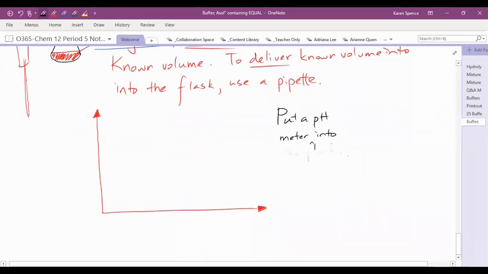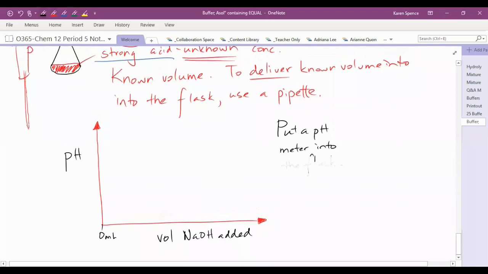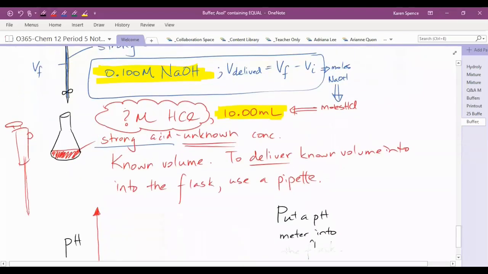So put a pH meter into the flask, and what we are going to measure is the pH over time as we add the volume of NaOH added. Initially in our flask, we have 0 milliliters of NaOH added. And rather than having an unknown concentration of HCl this time, I'm going to make life really simple. I'm going to say I know the concentration, and it is 0.100 molar.